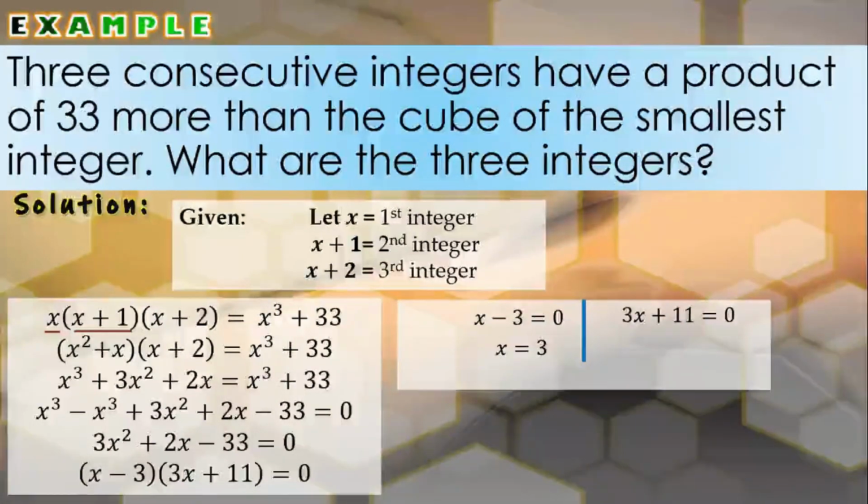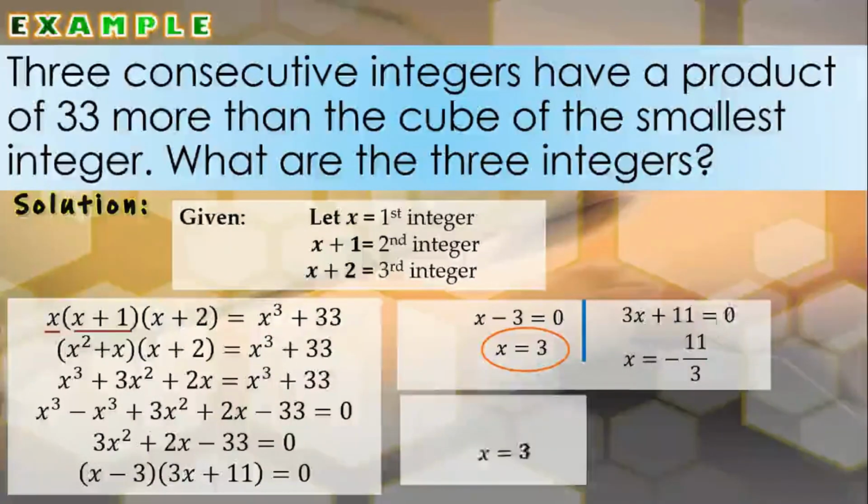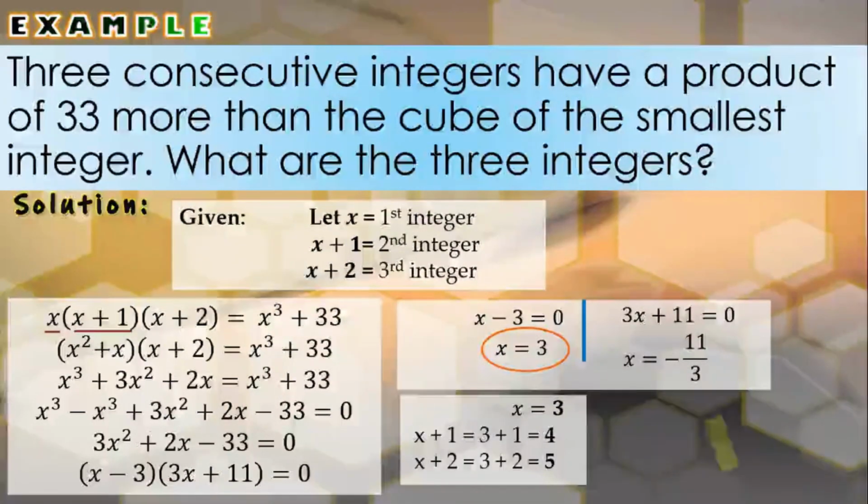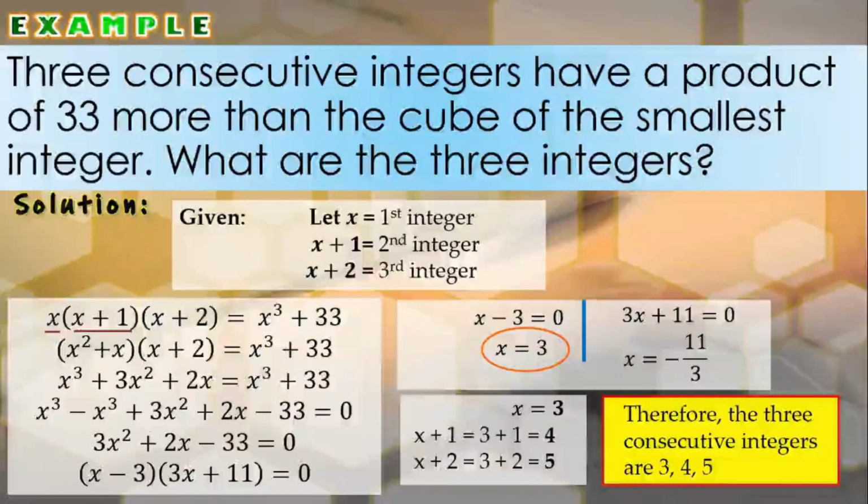So if we will equate those factored out numbers, then x minus 3 is equal to 0, magiging x is equal to 3. And then si 3x plus 11 is equal to 0, then yan ay magiging negative 11 over 3. And since si negative 11 over 3 ay hindi siya integer, then doon tayo kay positive 3. So, our solution, x is equal to 3. So, ang first integer natin ay 3. Ang second integer natin ay 4. And then, ang third integer natin ay 5. So, those are the three consecutive integers.